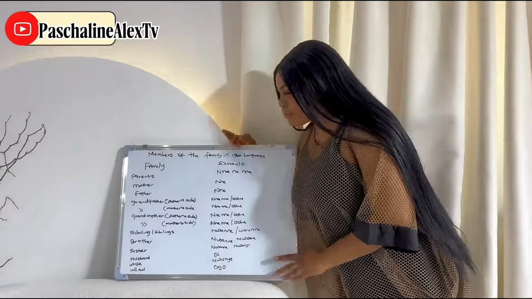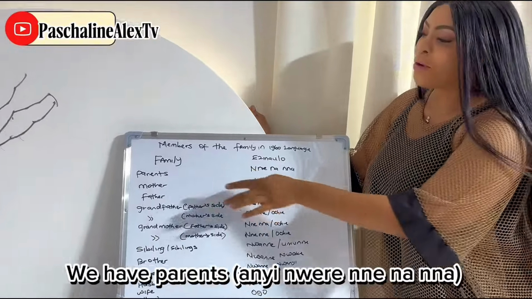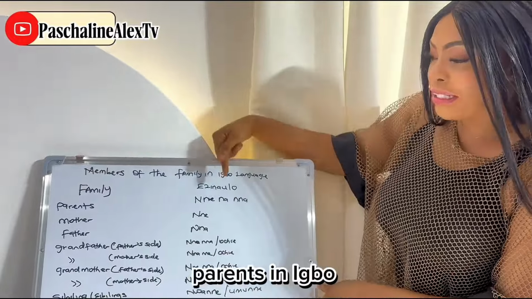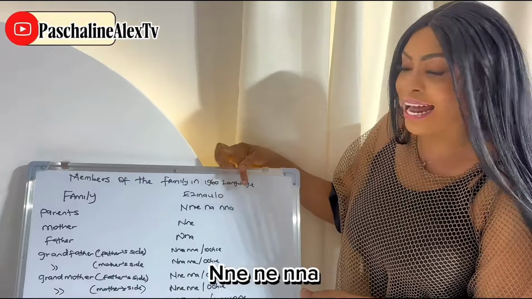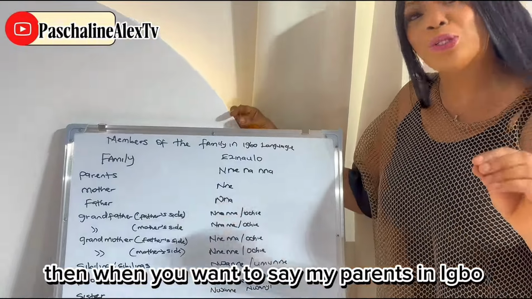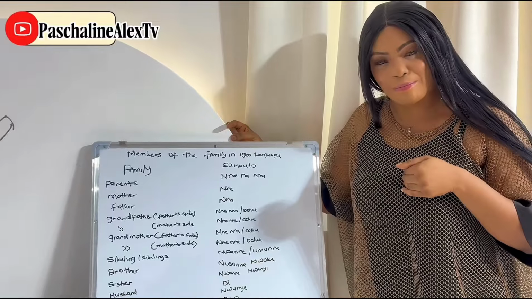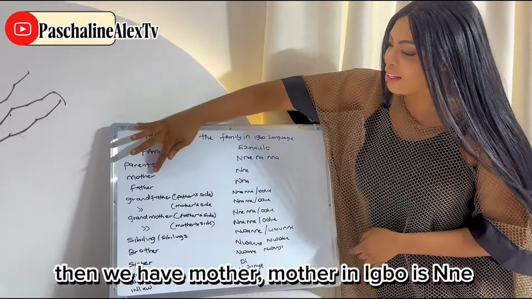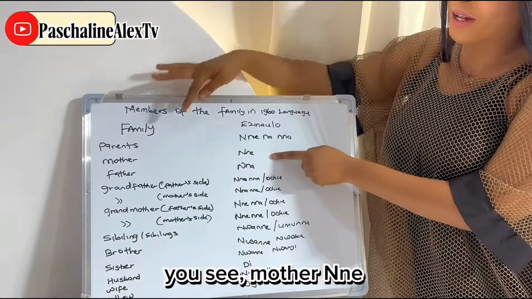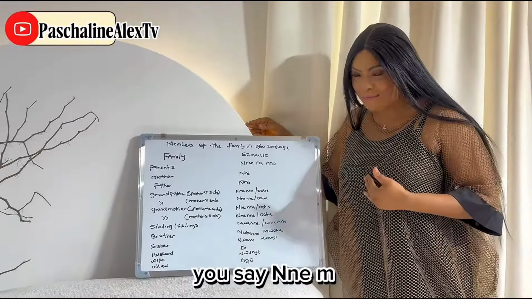Okay, family, ezinaụlọ. Parents in Igbo is nne na nna. When you want to say my parents in Igbo, you say nne na nna m. Then we have mother. Mother in Igbo is nne. When you want to say my mother, you say nne m.